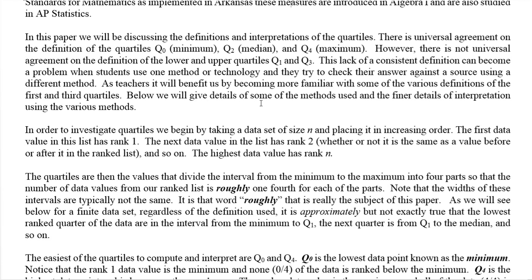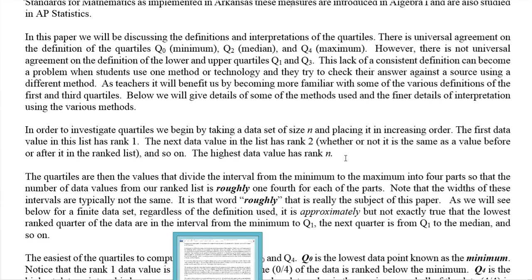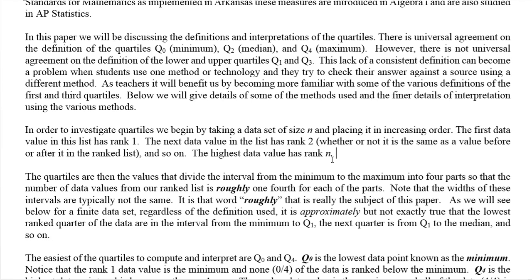So let's first of all remember that what we do is we take our data and put it in order, in increasing order. And we're going to be talking about the rank of the data. So first place, second place, third place, fourth place, for example, in that list. So the lowest one has rank 1, the second lowest one has rank 2, whether or not it's the same value as the one before.